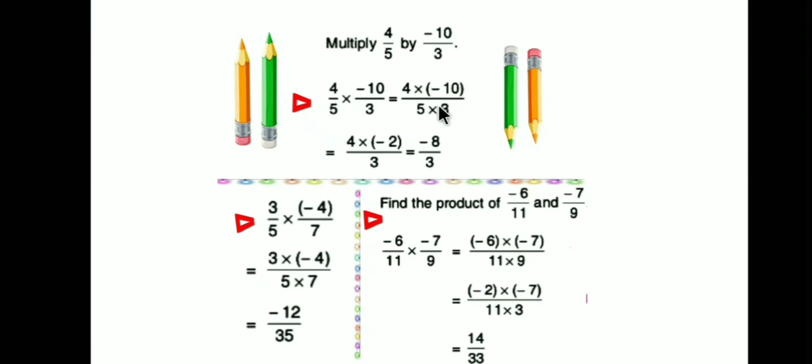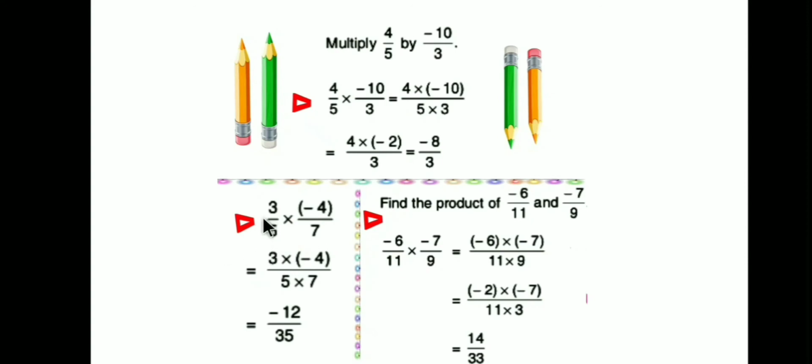Here we can see that 5 and 10, 10 is a multiple of 5, so both have a common factor between them. We will cancel it here itself. 5 ones are 5, 5 minus 2s are minus 10. So this step can be rewritten as 4 into minus 2 upon 3, which is equal to minus 8 upon 3. So the product of 4 upon 5 and minus 10 upon 3 is minus 8 upon 3. 8 and 3 do not have any common factor, so the product obtained is in its standard form.